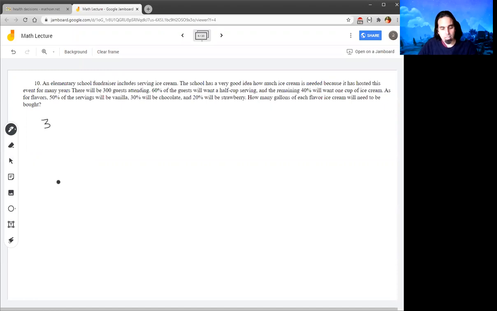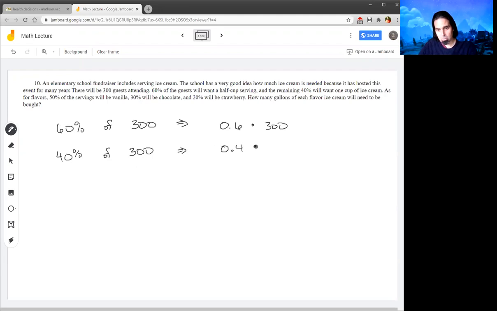So we need 60% of 300 and 40% of 300. And we've seen how to translate these. We'll do the ripple up and scoot the decimal point twice to get out of percent, and of becomes multiply. So for this one, we get 0.6 times 300. And for this one, we get 0.4 times 300.